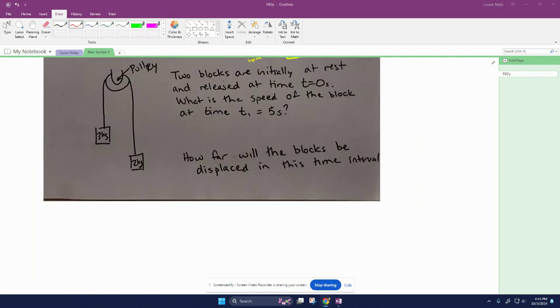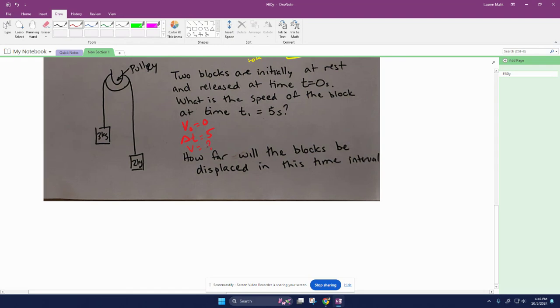Alright, for our bottom scenario, we have 2 blocks initially at rest and released at time 0. What is the speed of the box at time t equals 5 seconds? Okay. So we know their initial velocity is 0. We went from 0 seconds to 5 seconds, so our change in time is 5. And we want to know their final velocity.